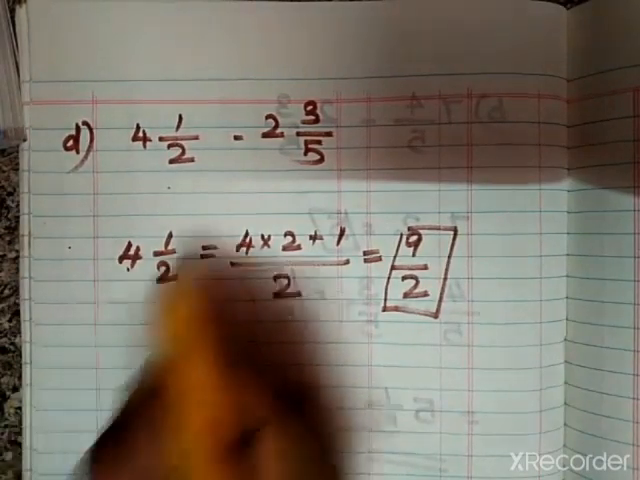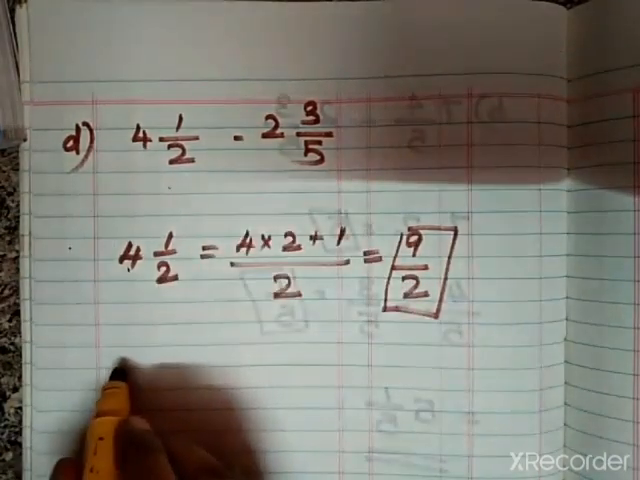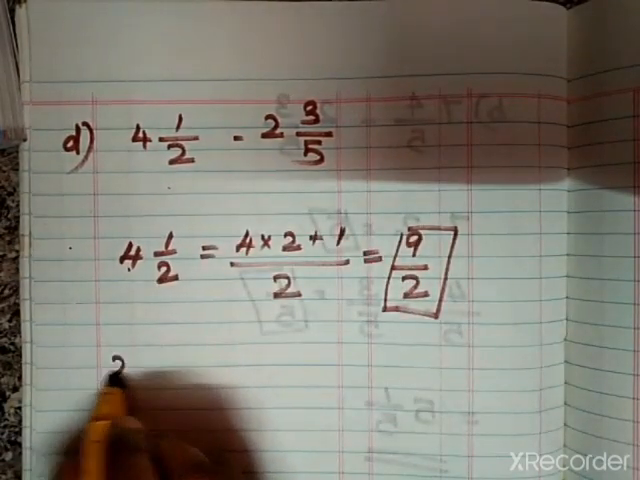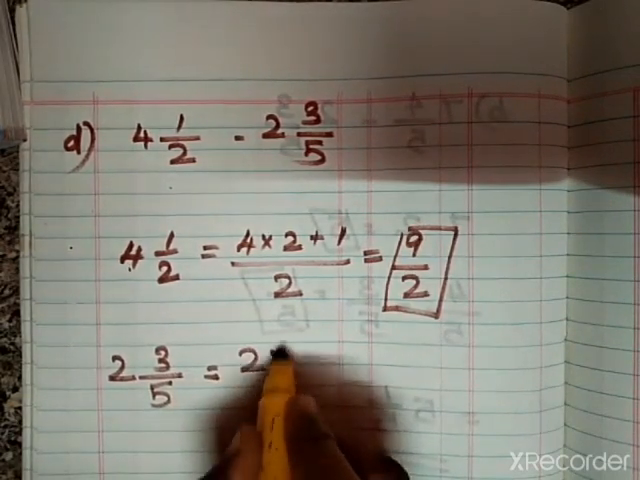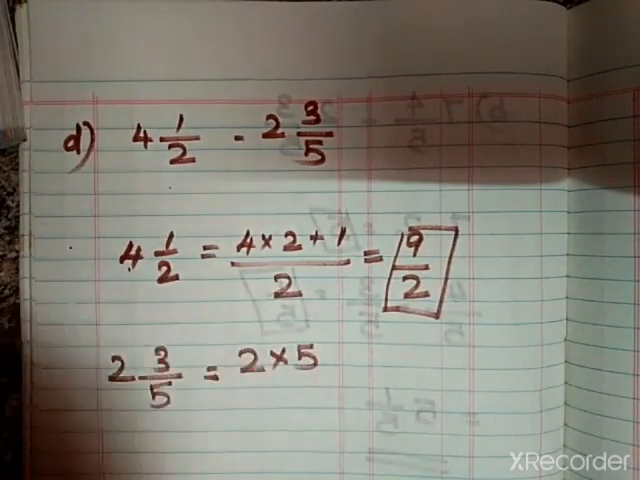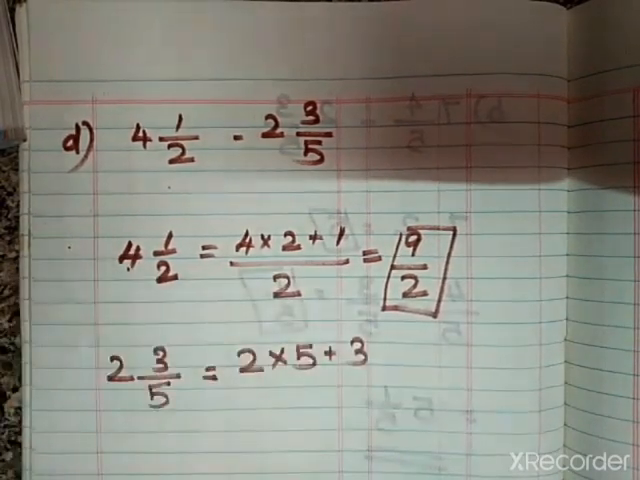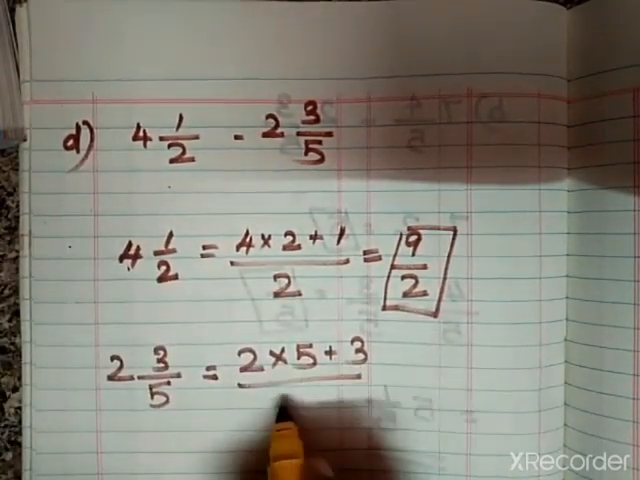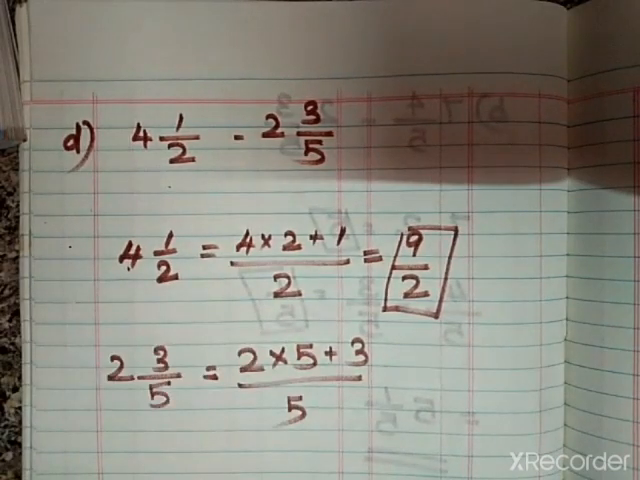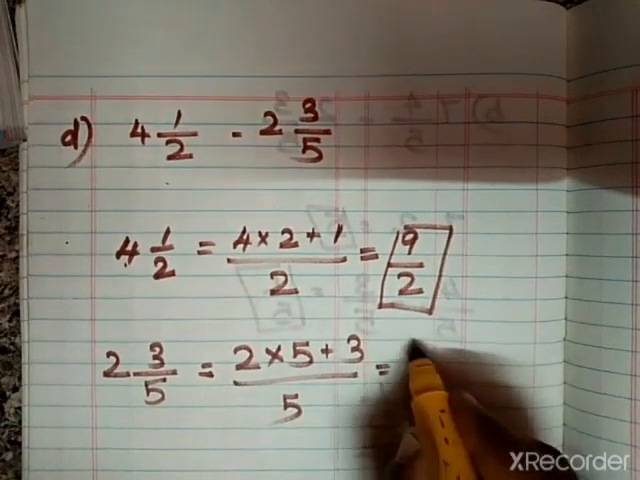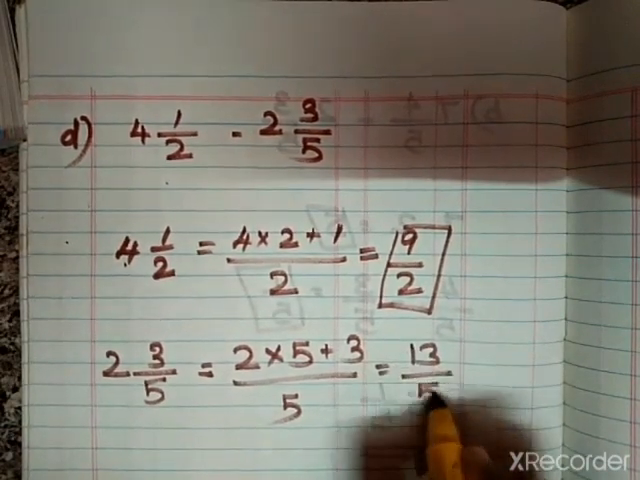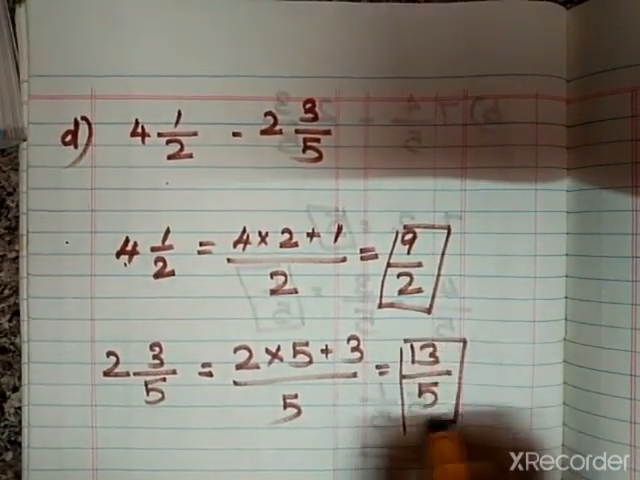Now in the same way convert the second fraction also to an improper fraction. 2 3 by 5 is equal to 2, the whole number, into the denominator 5, plus the numerator 3, by the same denominator 5. So 2 into 5 is 10, 10 plus 3 is 13, 13 by 5 is my second improper fraction.